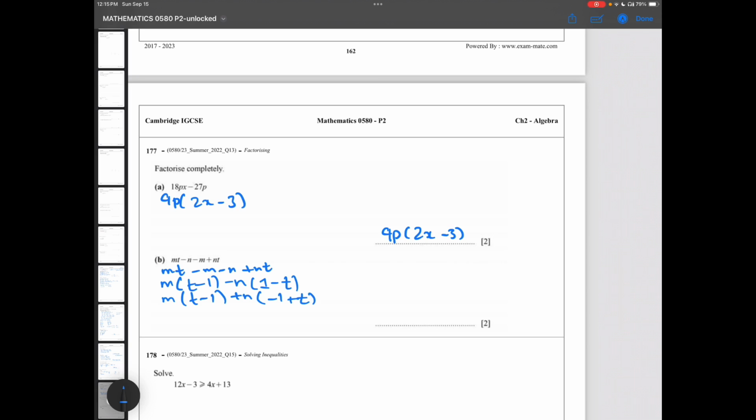Now both the brackets are the same. It is t minus 1. Over here I have written negative 1 plus t. They are the same things. Now I can take t minus 1 common. And what is left is m plus n. So this is our answer.